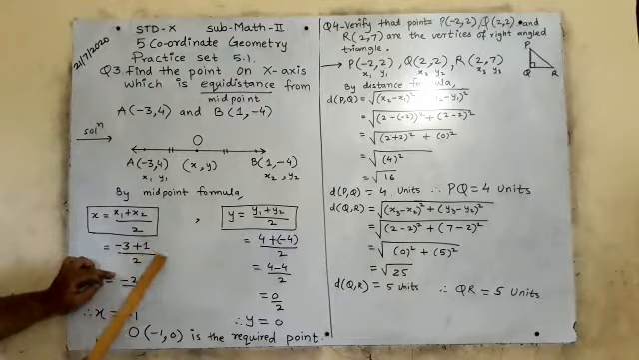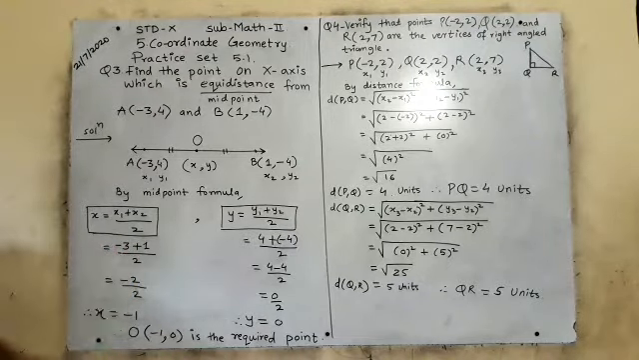So minus 3 plus 1, one number is negative, one number is positive. So what will you do? Subtraction. So 3 minus 1 is 2, but the bigger number was 3, so 3 is having the minus sign, so the answer will come minus 2 upon 2. 2 ones are 2, so the answer will come minus 1. So x coordinate will be minus 1.